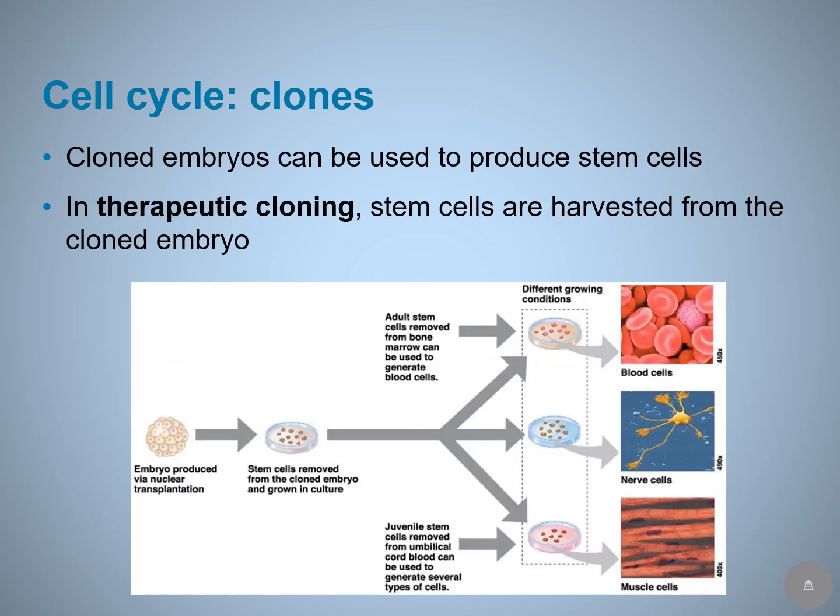In the use of cell cycles when it comes to therapeutic cloning, cloned embryos can be used to produce stem cells. So stem cells are cells that have the capacity to turn into any cell that they want to, and that can be really advantageous when you're trying to treat certain diseases. So for example, in the bottom picture, we see an embryo, and the embryo is then going to have some stem cells removed. Those stem cells can be engineered to turn into blood cells, nerve cells, muscle cells, anything like that.